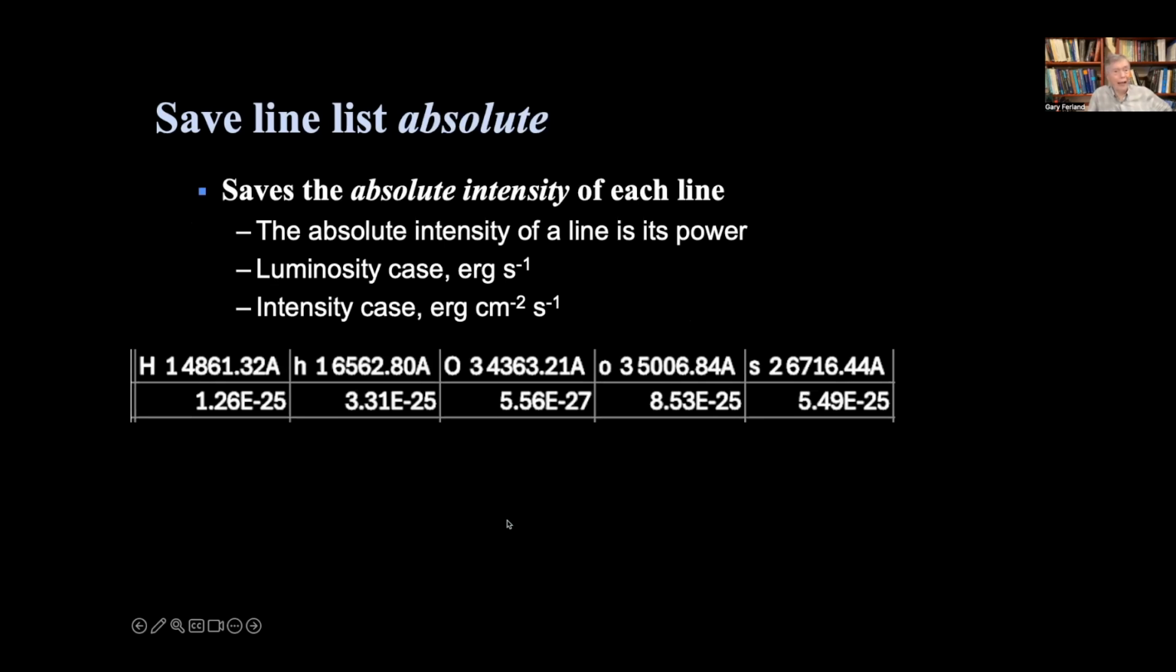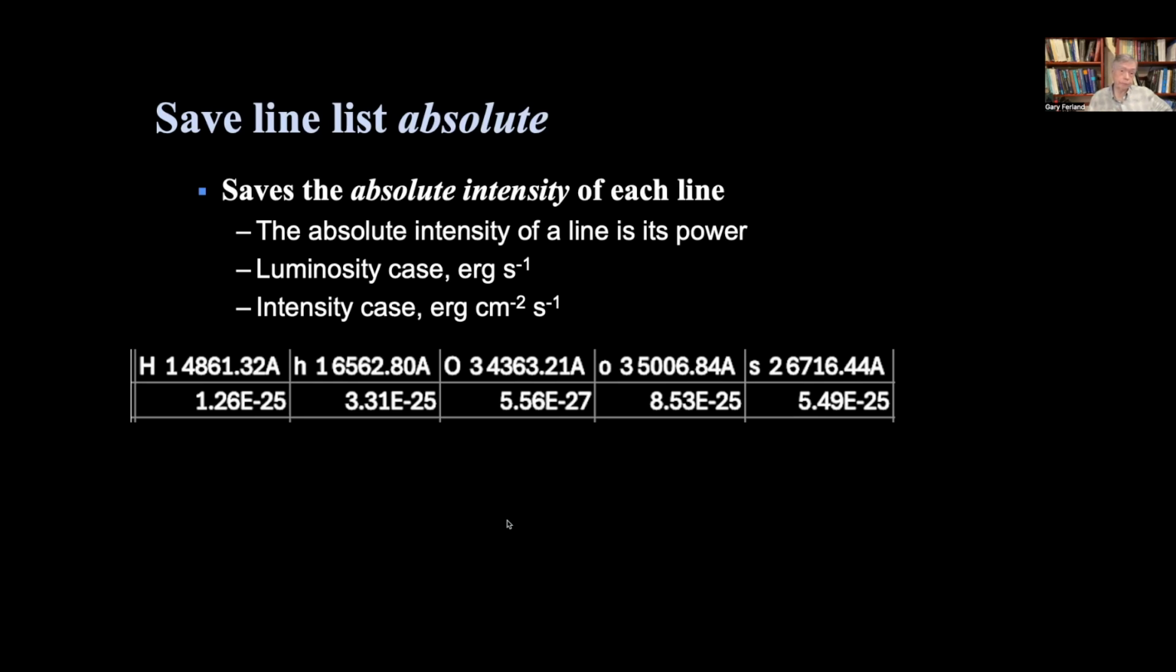If you put the keyword absolute on the line, it will save the intensities of a line either as ergs per second, which is a luminosity, or as ergs per second per square centimeter of cloud surface, which is an intensity. So they're both referred to as absolute cases. We'll talk about luminosity and intensity cases in a later video. This is part of specifying the boundary conditions on the model when you set it up.